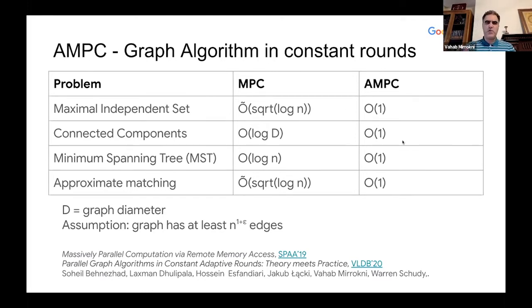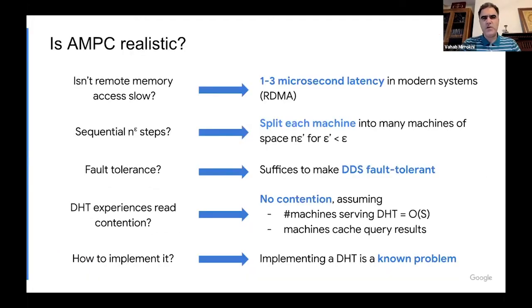And in practice, this improvement is not only from log of d to order of one, we see it's a big improvement. I'll show you one example. So this helps us also go beyond some of the lower bounds that are conjectured, at least for the MPC model, like the two-cycle conjecture that you may have seen. And yeah, there's more to be done in this space, but just to give you a little bit more about why we think the AMPC model is actually a realistic model.